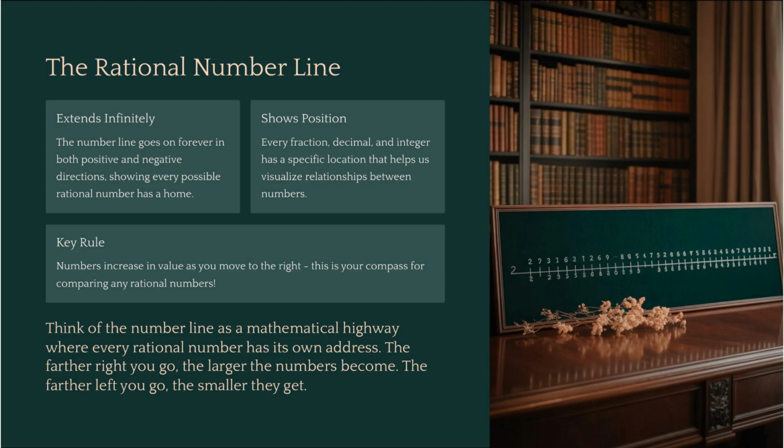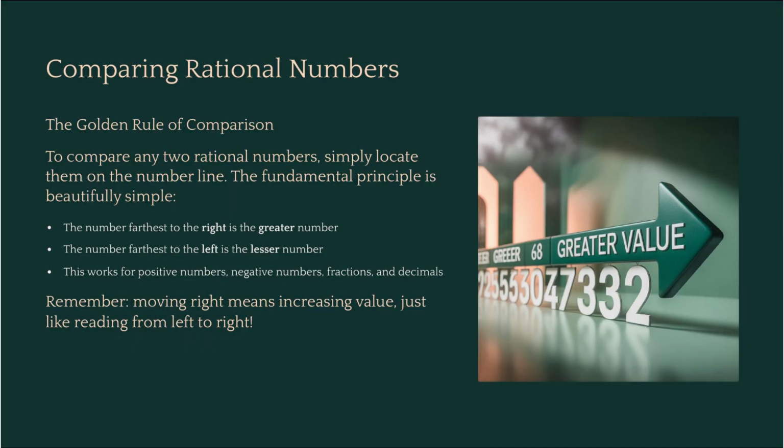No matter how complicated the numbers are, if one is to the right of the other, it is the greater number. To compare any two rational numbers, you just ask yourself, which number is farther to the right on the number line? The number on the right is the greater number. Conversely, the number on the left is the lesser number. This single rule works for two positives, two negatives, or a positive and a negative.